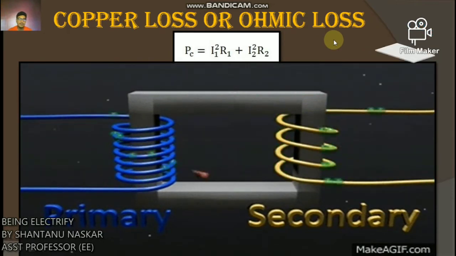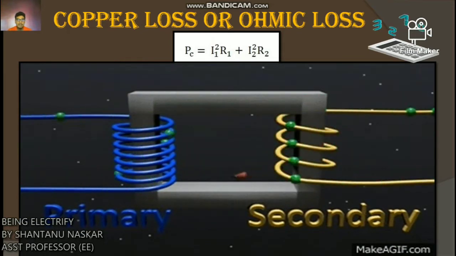So the loss occurs due to the ohmic resistance of the transformer winding. If I1 and I2 are the primary and secondary currents, and R1, R2 are the resistances of the primary and secondary winding, then the copper loss occurring in the primary and secondary winding will be I1 square R1 and I2 square R2 respectively. Therefore the total copper loss is PC equals I1 square R1 plus I2 square R2.